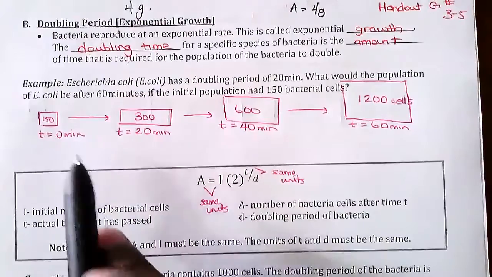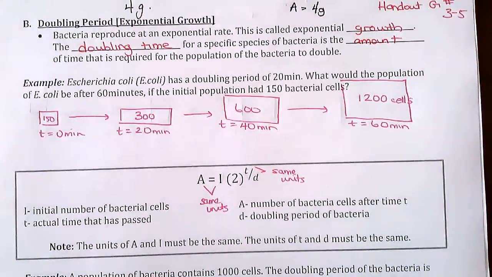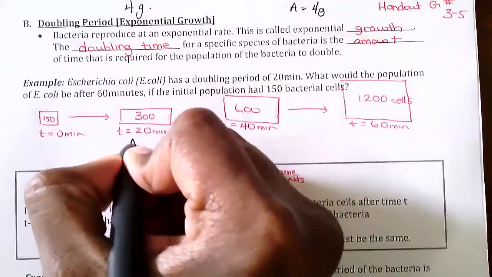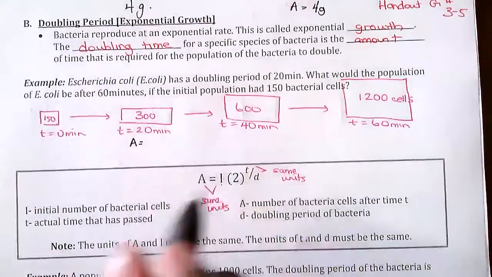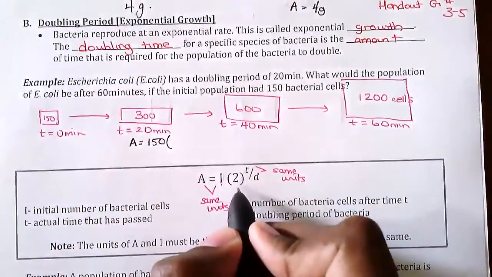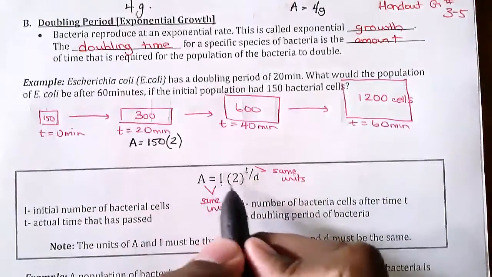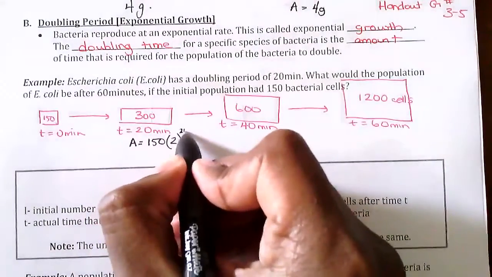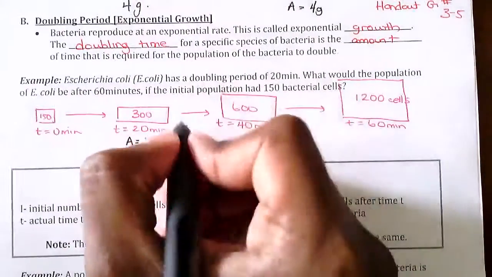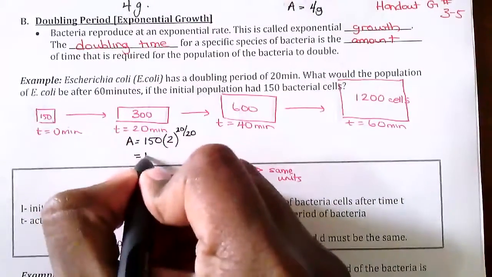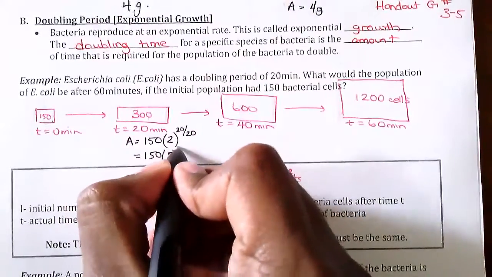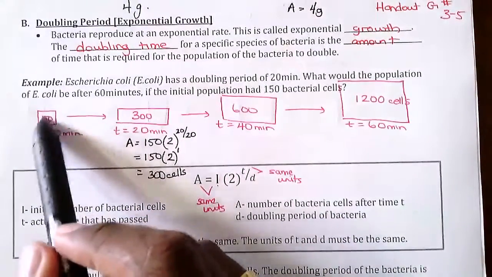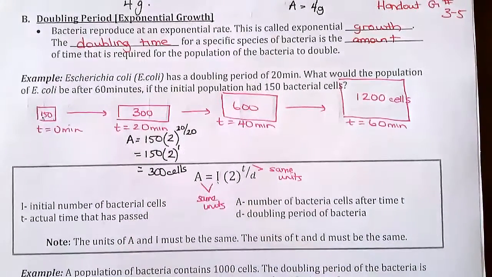Yesterday, we applied this formula to every single scenario to make sure it worked. Today, I'm just going to apply it to a few scenarios just to make sure it works. So let's do this one and this one. So we have A is equal to I. Initially, we had 150. At time equal to 0. So 150 times 2. So for half-life, the base was half. For doubling time, where you go twice as big, the base is 2. The time that passed is 20 minutes divided by the D, the doubling period, which is also 20 minutes. So here we have 150, 2, 20 over 20 is just 1. So 150 times 2, which is 300 cells. Again, initially we measured bacteria in cells, so our final amount is also in cells, the same units.